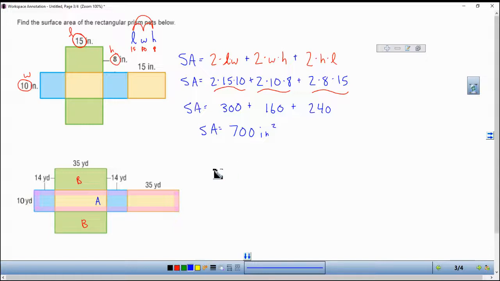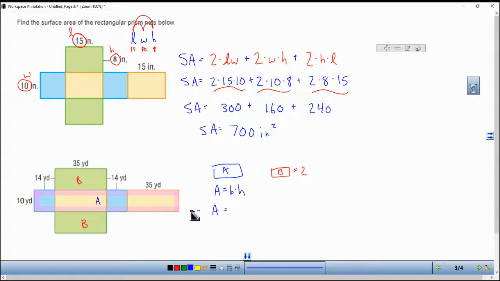Okay, so we have big A, and we have 2 little b's. So you've got to remember that we've got 2 little b's. So at the end, after we find the area of one of the b's, we're going to multiply it by 2. But because they're both rectangles, we're going to use the same formula for both. Area equals base times height.